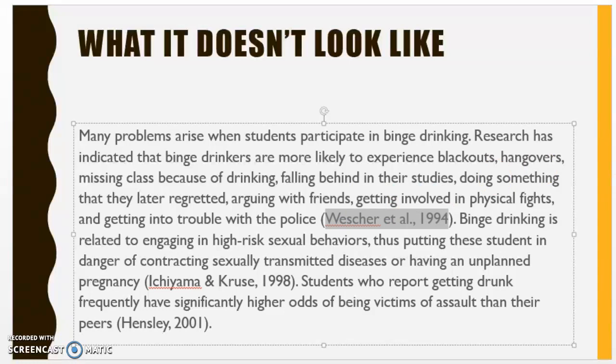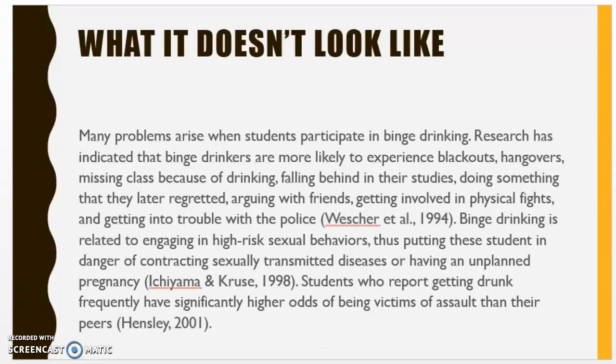If we look at this source here, Wester et al., 1994, this is an example of how you would cite a source with more than 3 authors. Now, the first time you cite this source, you're going to list all the authors that wrote the article, but then from then on, you can just say Wester et al.